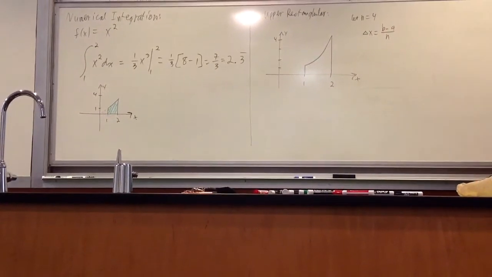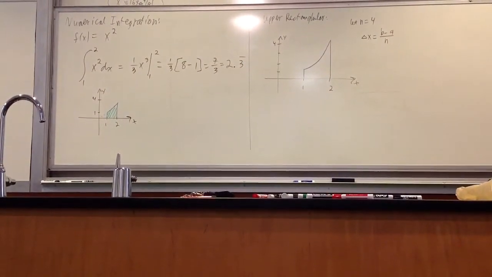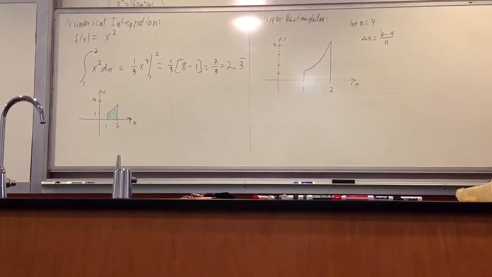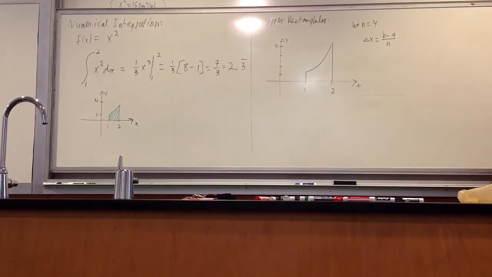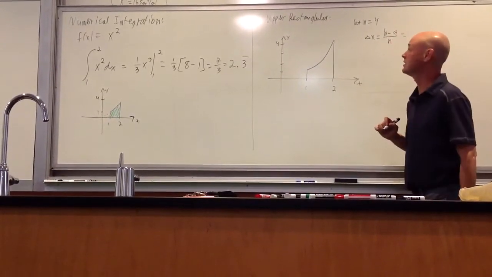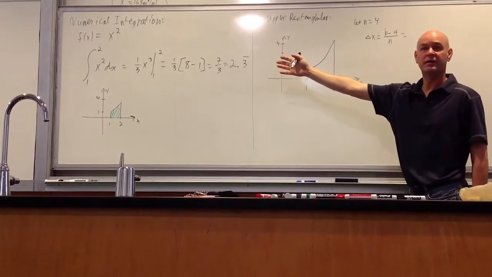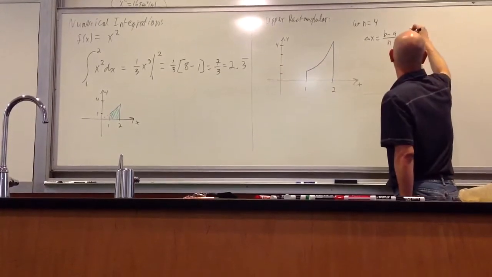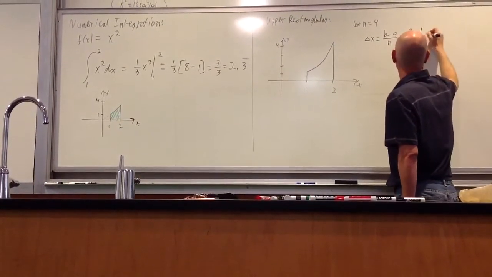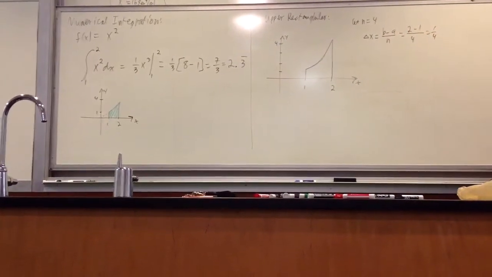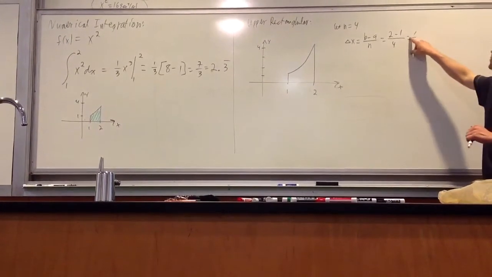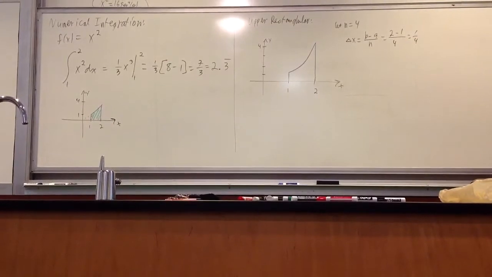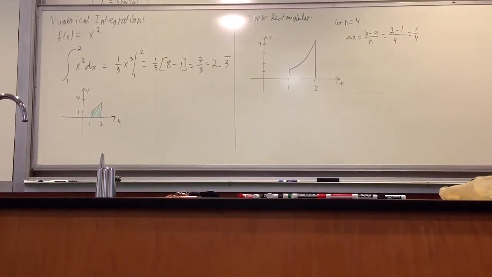I'm sure you all remember this. Delta x equals b minus a over n. What's A in this case? 1. What's B in this case? 2. And N in this case is 4. Meaning this is my step size. This is how far I get to step each time to make a new rectangle along the x-axis.